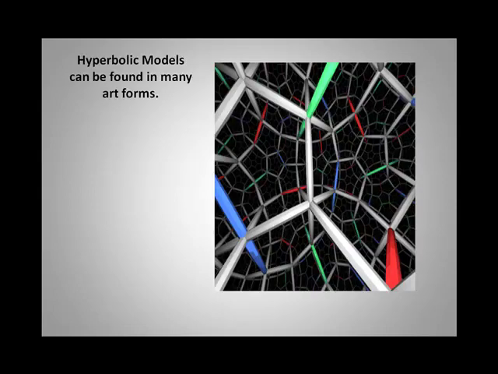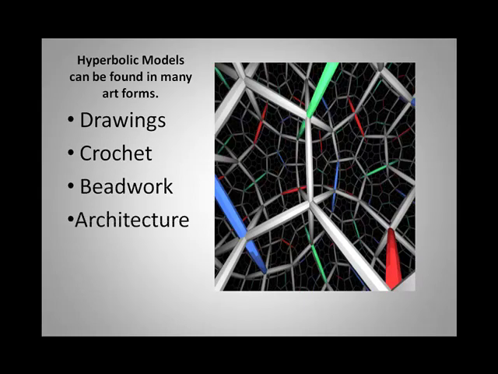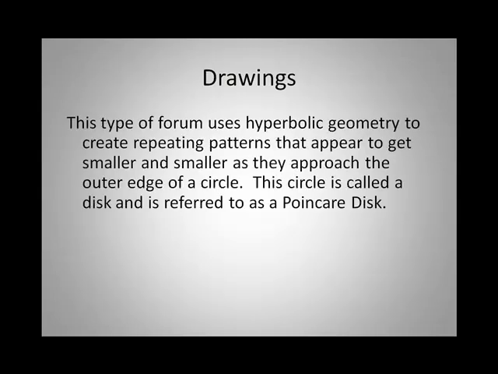Hyperbolic models can be found in many art forms, such as drawings, crochet, beadwork, architecture, pottery, and kaleidoscopes. With drawings, this type of form uses hyperbolic geometry to create repeating patterns that appear to get smaller and smaller as they approach the outer edge of a circle. This circle is called a disk and is referred to as a Poincare disk.